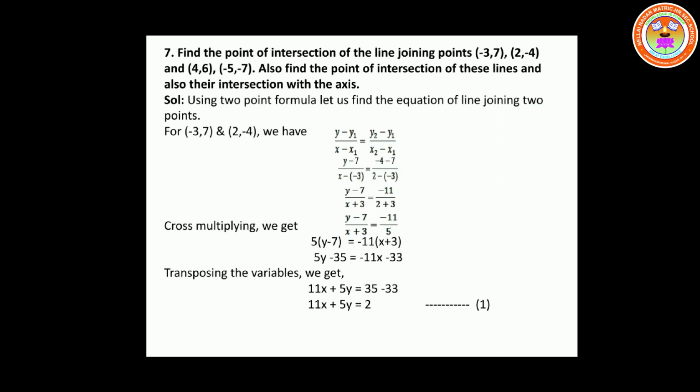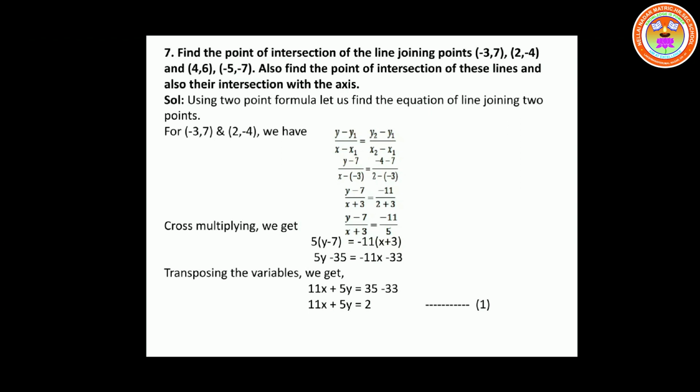Welcome back. So let us continue the exercise 3.9.7 sum. Find the point of intersection of the line joining points (-3, 7), (2, -4) and (4, 6), (-5, -7). Also find the point of intersection of these lines and also the intersection with the axis. So there are so many things to find in this sum. So let us go slowly to understand each and every step.